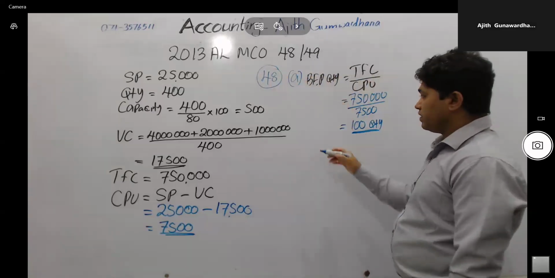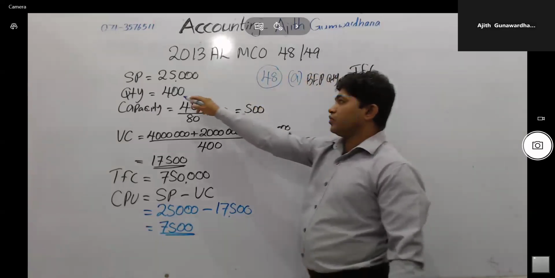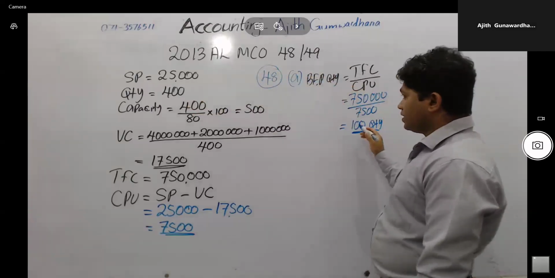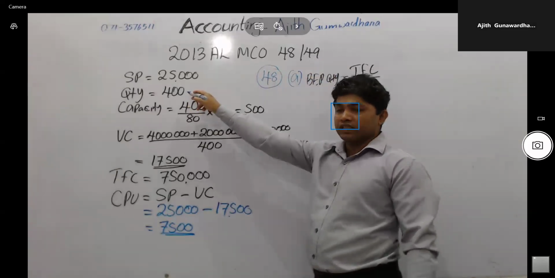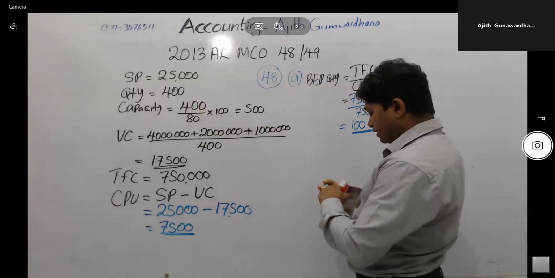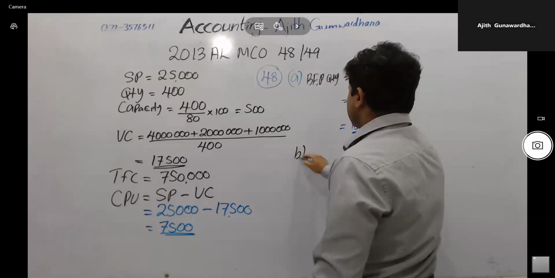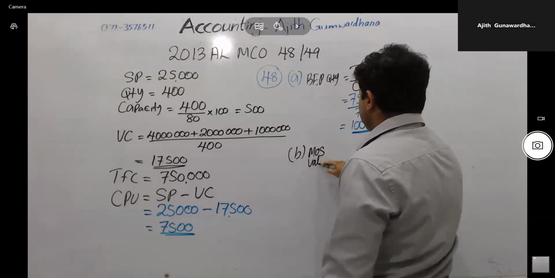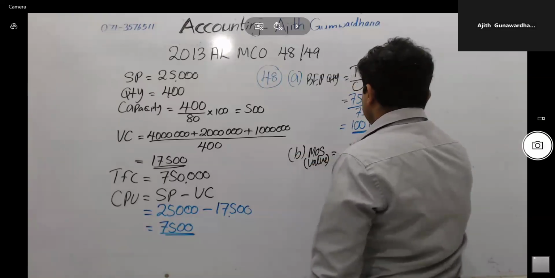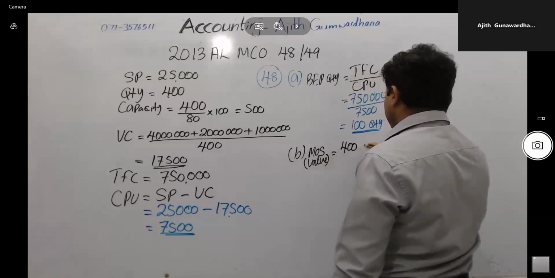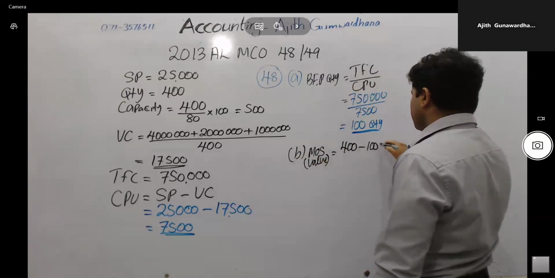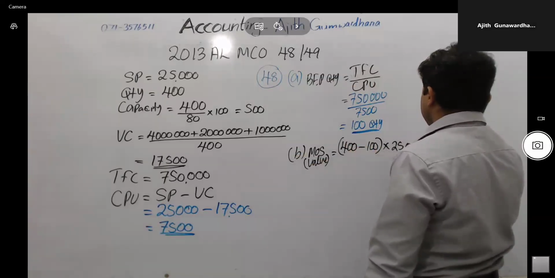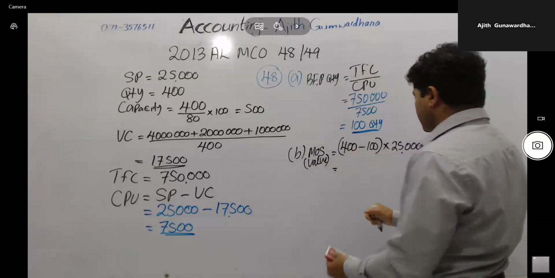And this is the margin of safety rupee value. Sales quantity is 400,000 and break-even point quantity is 100. Beyond the break-even point, it is called margin of safety. Therefore, margin of safety quantity can be calculated, and in part B they ask for the value. MOS value is calculated as sales quantity 400 minus break-even point quantity, which is the margin of safety quantity, multiplied by the selling price, which is given as 25,000.